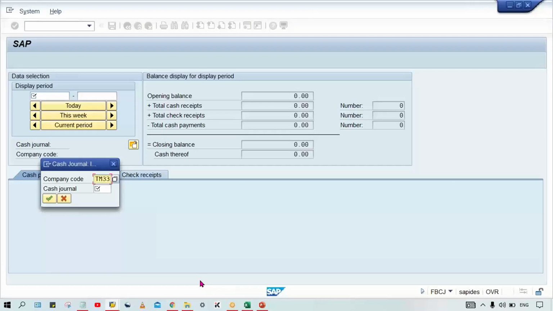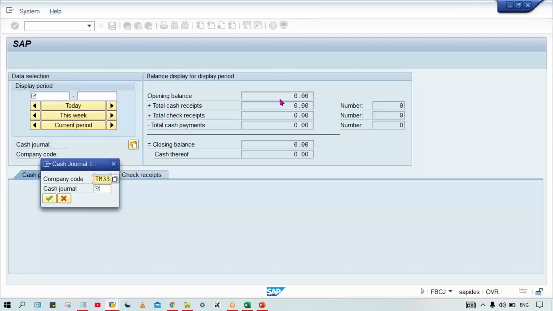Manually, in the sense, by FB50. If this GL is posted through FB50, then there will be a problem in the cash journal report, because any transaction posted by FBCJ will be tracked here. Look here: total cash receipt, total cash payment. This is updated automatically. Those transactions get updated here, so the actual cash position can be viewed automatically if somebody sees this report.